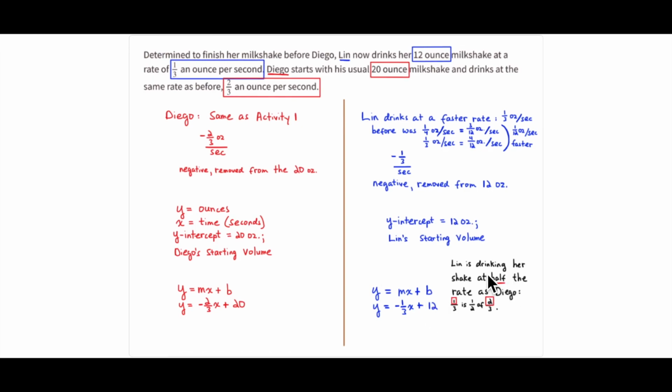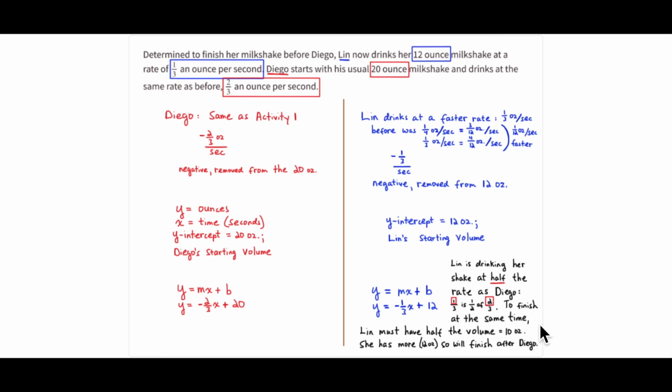So notice that Lynn is drinking her shake at half the rate as Diego. She's drinking her drink at 1/3 of an ounce per second, and Diego is drinking his drink at 2/3 of an ounce per second. So 1/3 is 1/2 of 2/3. 1/2 times 2/3 is these twos cancel. You're left with 1/3, but you can see it. You have 2 of these things called thirds. Half of that is 1 of those things called thirds.